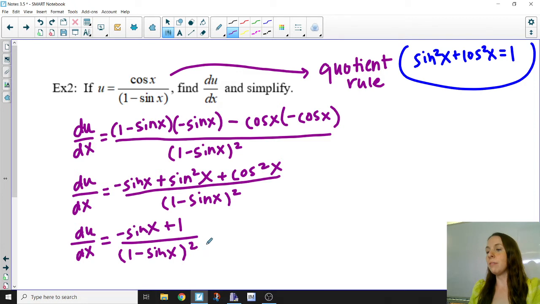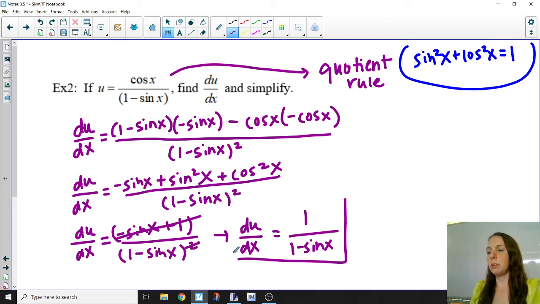And now we have common factors in the numerator and denominator. Negative sine x plus 1 is the same thing as 1 minus sine x. So we can say that this factor, if we look at it as a factor of itself, and we have one in the numerator, we have 2 in the denominator, we can divide them out so that our simplified derivative can be written as 1 over 1 minus, not plus, sorry, 1 minus sine x. Yay, wasn't that beautiful?